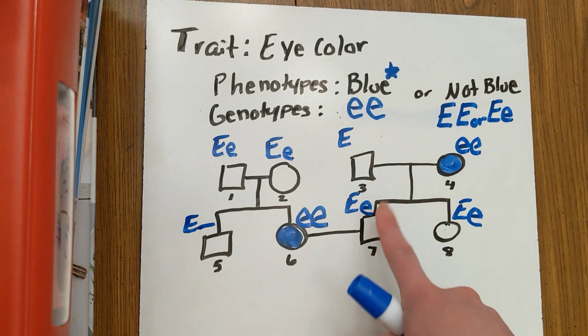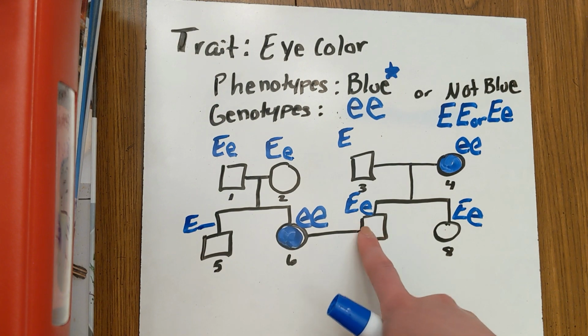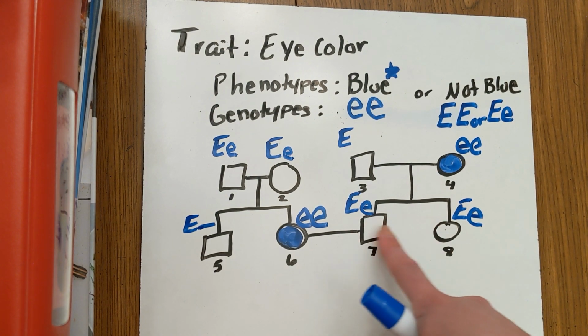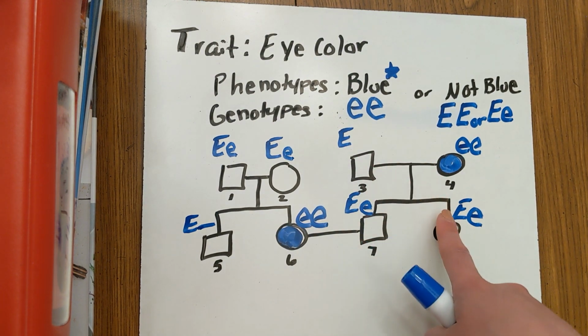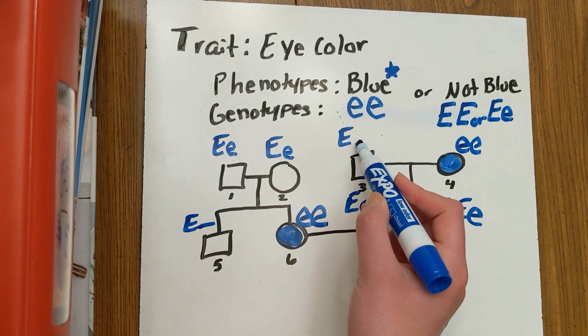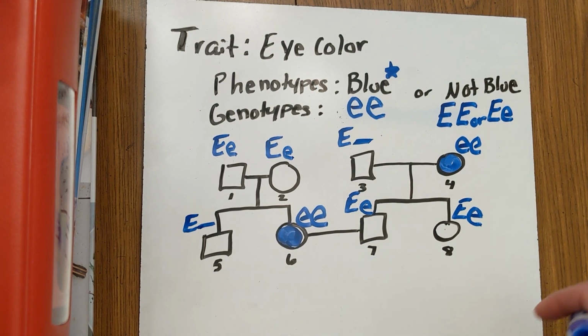Same for number 3. His children are both heterozygous. We know for sure he passed down a big E, but we don't know what his other allele is. It could be a little e, and we just don't know.